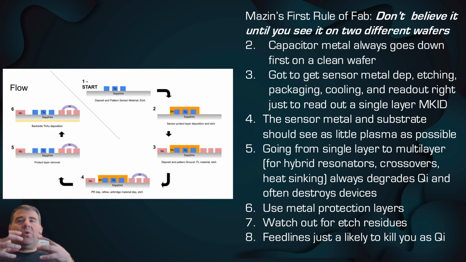And this is important when you're going from single devices to multi-layer devices, which you almost always have to do for things like ground plane crossovers and heat sinking. So you need to be careful to design a process flow that protects especially the capacitor of your MKID and the inductor too, if you can manage it. You've got to watch out for etch residues. You can often get polymers that redeposit in the slots of your capacitor. Those can lead to excess loss.